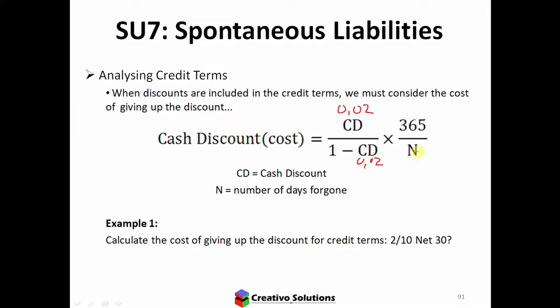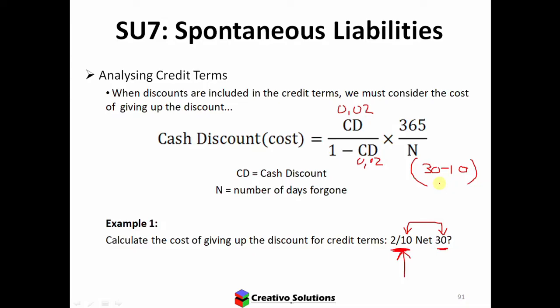0.02. The N. How do I calculate the N? That's the number of days that are foregone. How many days do I forego if I don't use the discount? 20. Remember, think about this. If I use the discount, I pay my supplier. If I don't use the discount, I have more time to pay them. You don't pay them twice. You either pay them early or you pay them late. Does that make sense? Yes. If I pay them early, then I forego 20 days worth of credit.